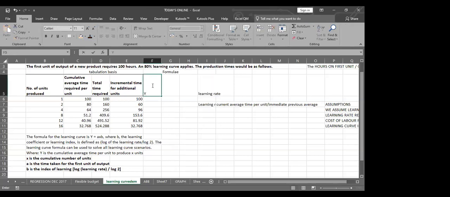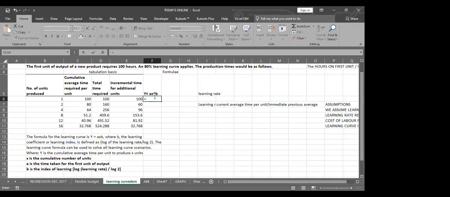y is equal to a x, raised to, I can use this to raise to b. That is how you get that. So that is what you do, and you get this column here. This column will be obtained, and that column can be calculated using that. That is to get the averages.